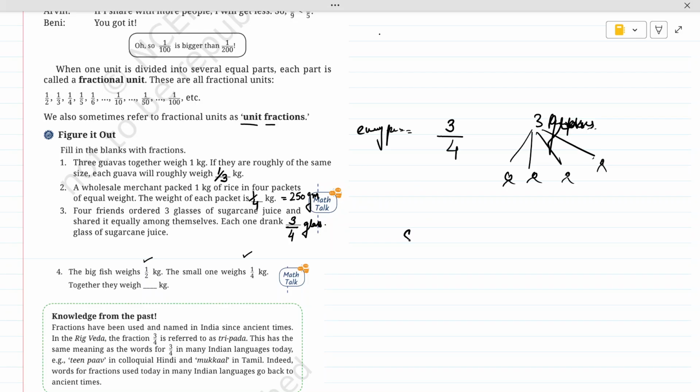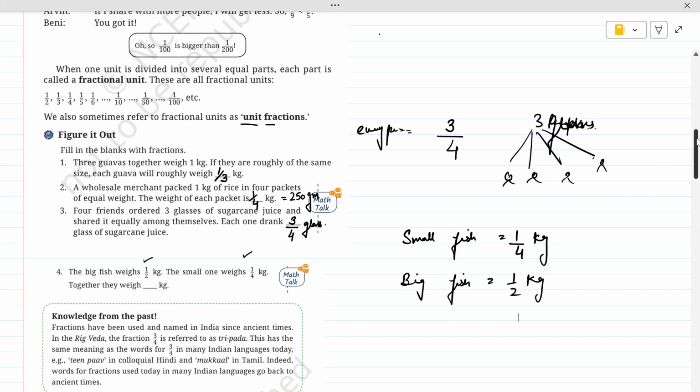So the small fish weight is given to us as 1 by 4 kg and the big fish weight is given to us as half kg, and we want to weigh them together. So kids, again there are two methods to do it.